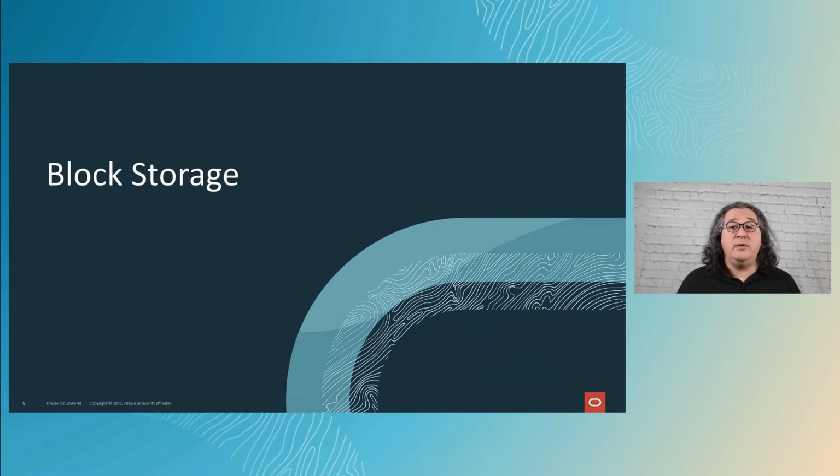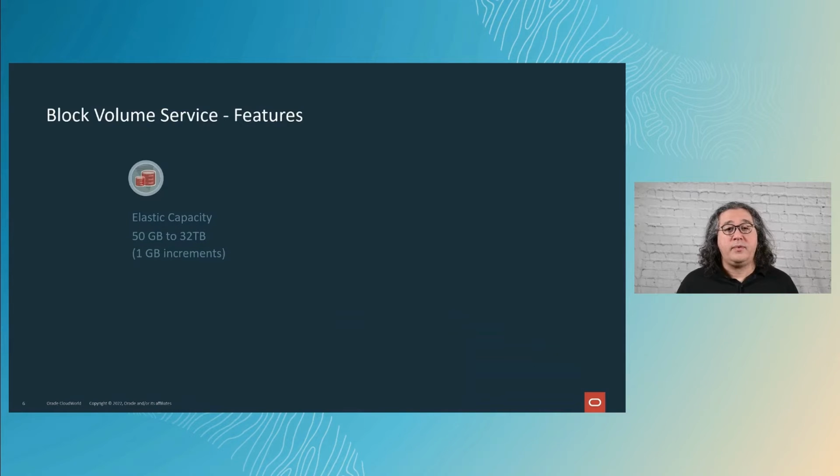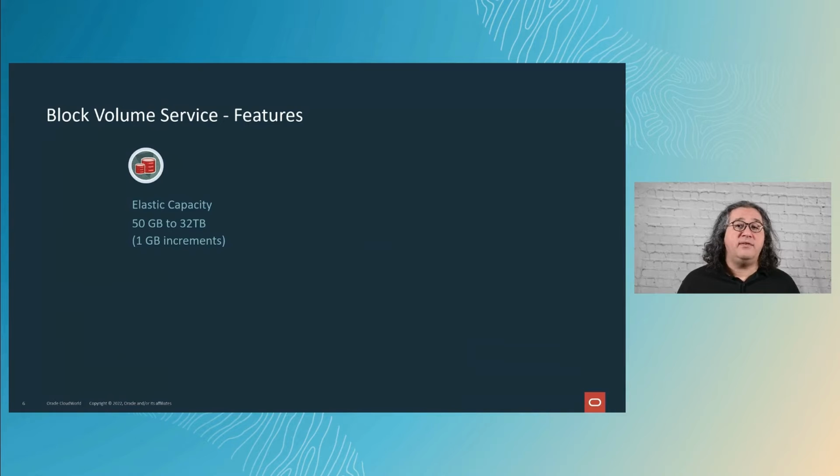Volumes can be block volumes or boot volumes. The distinction between them is that boot volumes are used to boot an instance, while the block volumes are used just for data. Let's look at some of the block volume features. Block volumes are elastic, meaning that you can set size according to your need. When you create a block volume, you allocate anywhere from 1 gigabyte all the way up to 32 terabytes per volume in 1 gigabyte increments.